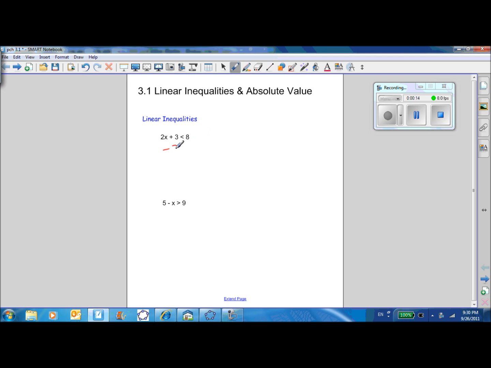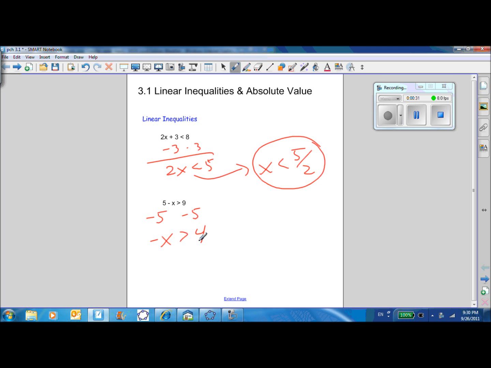We subtract 3 from both sides, and so we get 2x is less than 5, and then divide both sides by 2 to get x is less than 5/2. Nothing unusual there. Careful on this one, though. When you subtract 5 from both sides, that preserves the inequality. But when we divide both sides by -1, that inverts the direction of the inequality, so you get x is actually less than -4. So be careful.